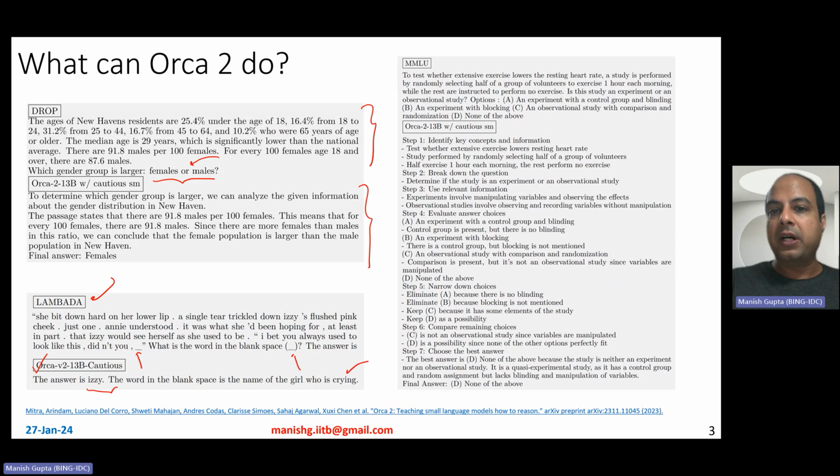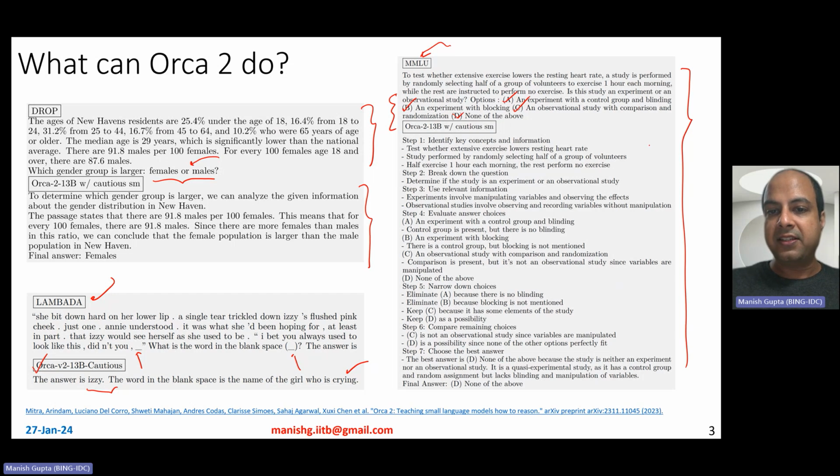Okay. MMLU is a multiple choice, multi-task language understanding data set. So here there is a question: test whether extensive exercise lowers the resting heart rate. A study is performed by randomly selecting half of a group of volunteers to exercise 1 hour each morning, while the rest are instructed to perform no exercise. It's more like a randomized control trial, right? So is this study an experiment or an observational study? The options are: an experiment with a control group and blinding, an experiment with blocking, an observational study with comparison and randomization, and D, none of the above.